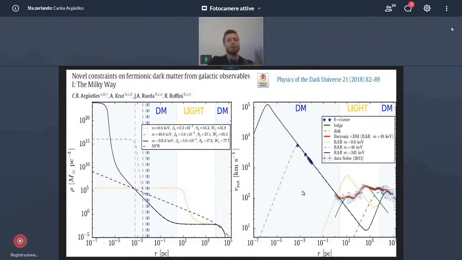So, conclusion of this: we have a range of particle masses between 48 and 300 keV. You may wonder why 300 is the maximum. It's because above this value, the central core reaches the critical mass for gravitational collapse. This is analogous to the Chandrasekhar mass, but for these neutral fermions. And then you have this family of profiles.